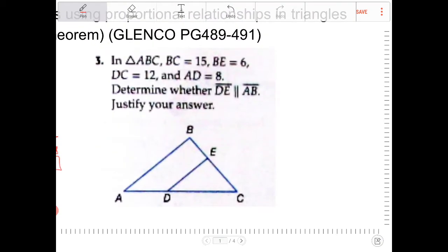Let's take a look at the next one here. Triangle ABC. BC is equal to 15. BE is equal to 6. So if BC is 15 and BE is equal to 6, then I know that EC therefore is equal to 9. DC is equal to 12. AD is equal to 8. Determine whether DE is parallel to AB and justify your answer.